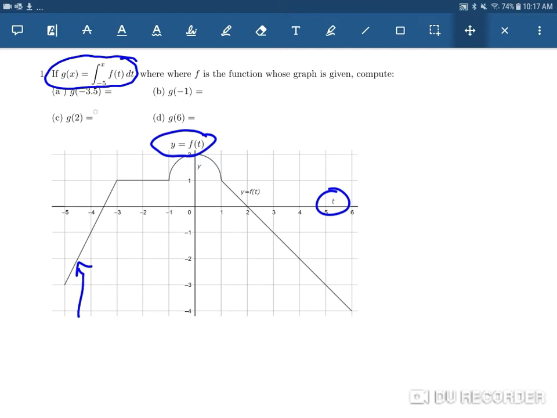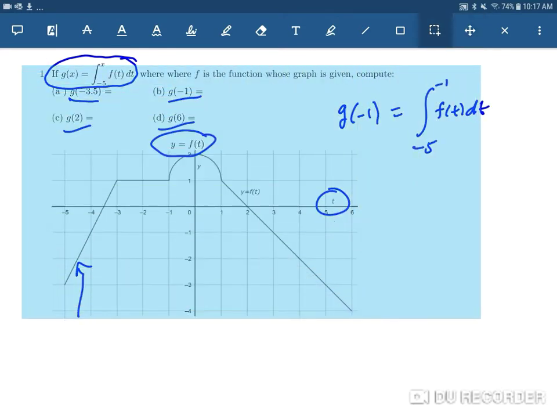So they want us to find g of different values. Okay, so what that means is, let's say if you want to find g of -1, you'll be calculating the integral from -5 to -1 of f of t dt. So that's what g of x looks like. G of a number is the integral from -5 to that number of f of t dt. So I'm going to clean this up and then see if we can do the problems.